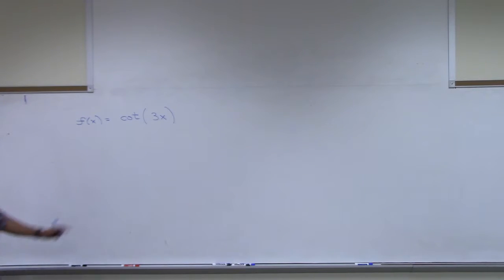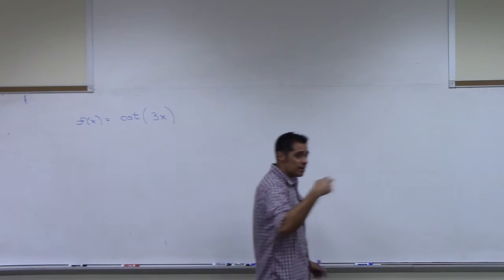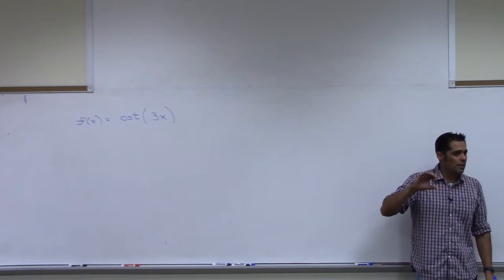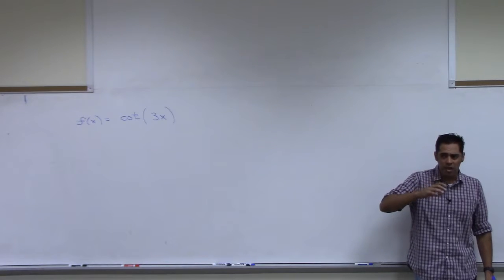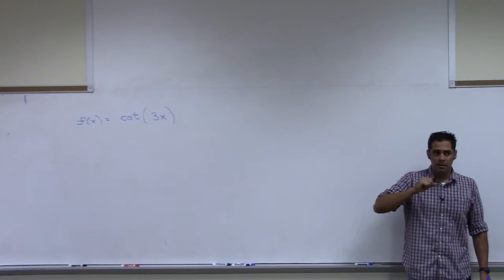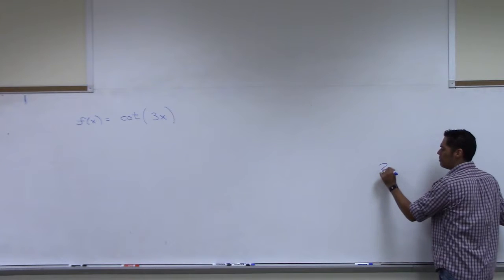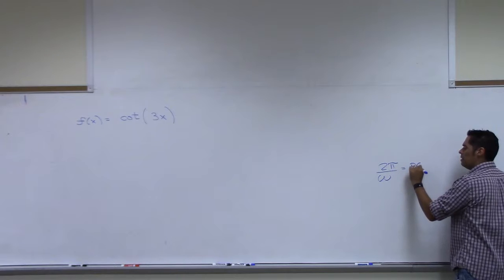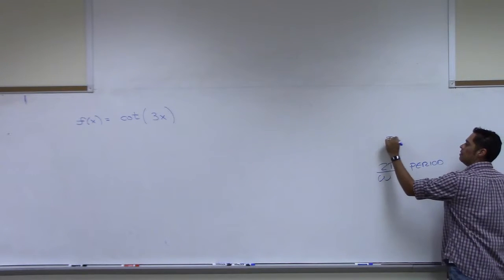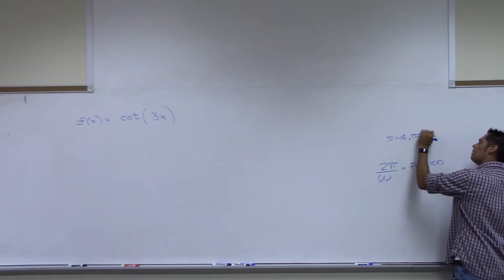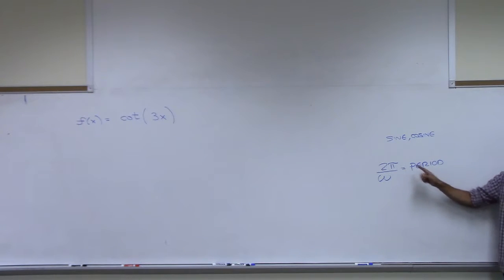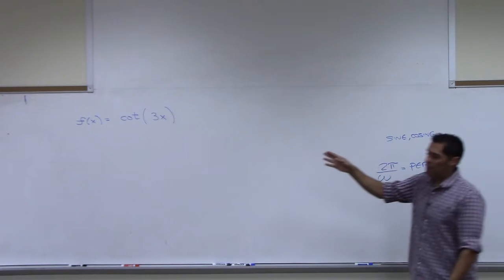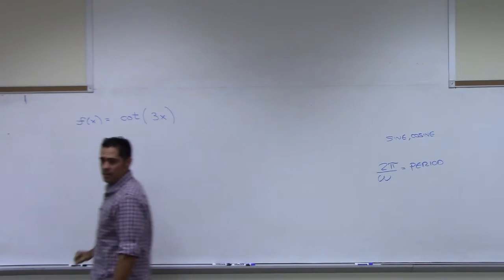Do you remember what putting a number out in front of the sine and cosine function did? What was the impact of that number out front on the sine and cosine? What did it change? The period. Right? I gave you this formula. It was 2 pi over omega. Remember that? That was your period. This is for sine and cosine, so the period is 2 pi divided by omega. Here, that 3 in front is going to have an impact on the period.